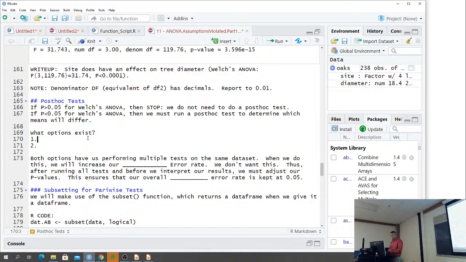We've got two options. All right, we can't run Tukey's because Tukey's assumes equal variance. We violated that assumption. So our two options will either be pairwise Welch's t-test with a p-value adjustment, or we can run pairwise permutational t-test with p-value adjustment.